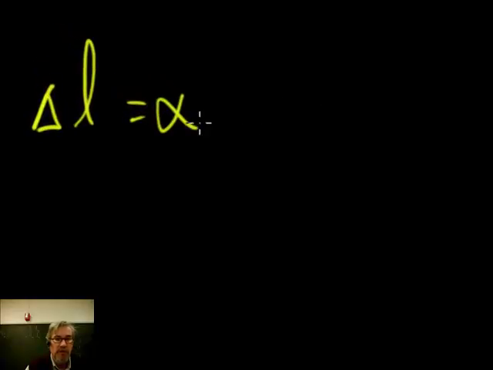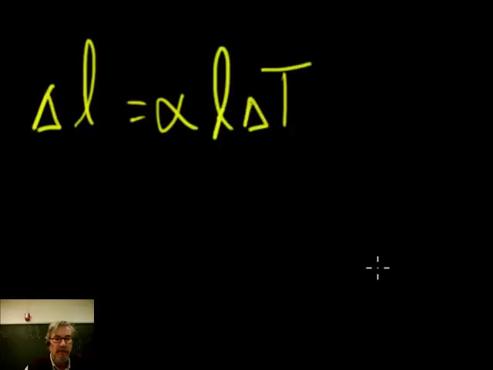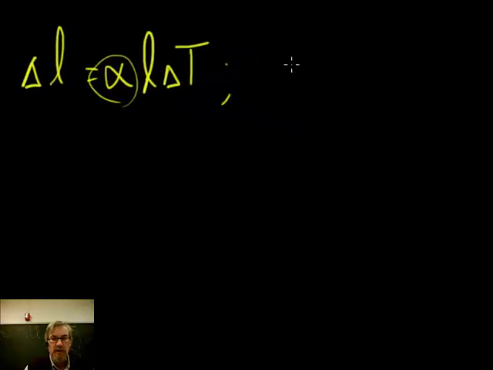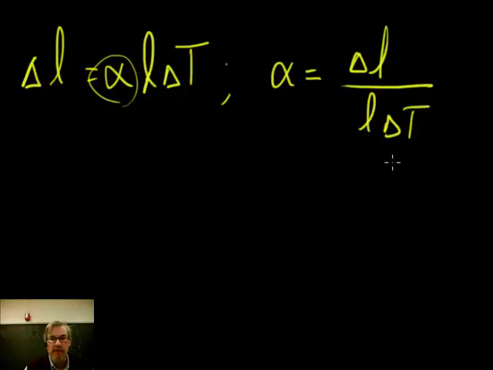Let's use what we learned in that video to find the coefficient of linear expansion for vinyl. Here's what we know. The change in length is equal to the coefficient times the original length times the change in temperature. So if we wanted to find alpha, solving for that, alpha is equal to the change in length divided by the length times the change in temperature.